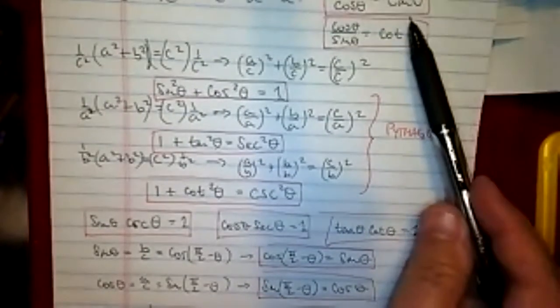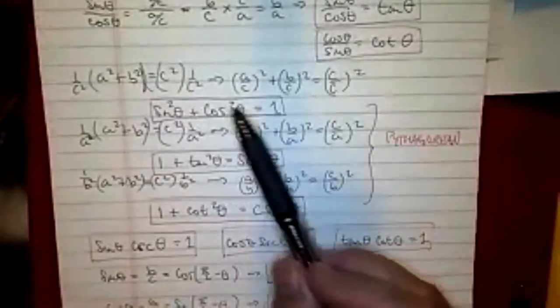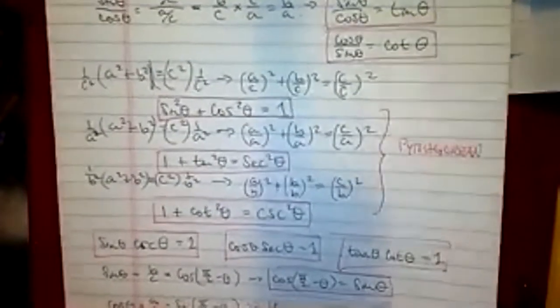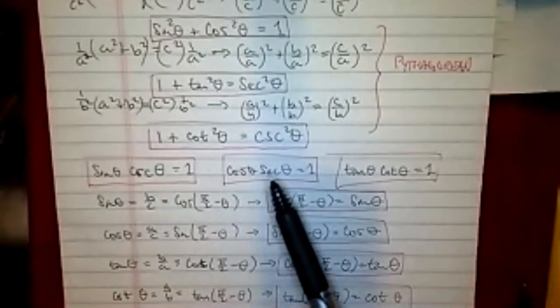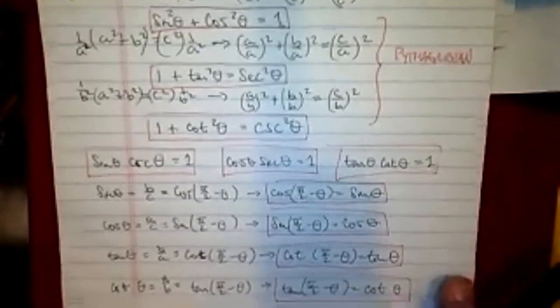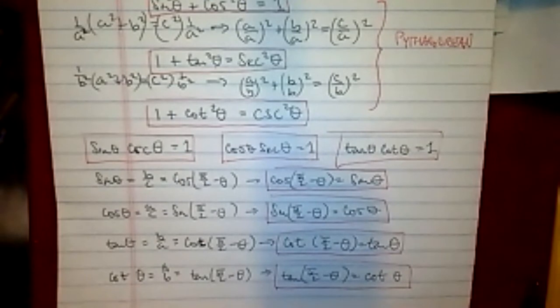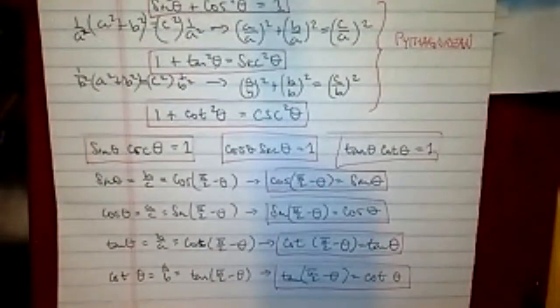We've got tangent theta equals sine over cosine, cotangent theta equals cosine over sine, sine squared plus cosine squared equals 1, 1 plus tangent squared equals secant squared, 1 plus cotangent squared equals cosecant squared, sine times cosecant equals 1, cosine times secant equals 1, tangent times cotangent equals 1, and then we've got these four beauties. So I think that's a really good start for getting you used to using trig identities and even knowing where they come from. If you go through this process that I did a couple times, these identities will be stuck in your head for a long time.